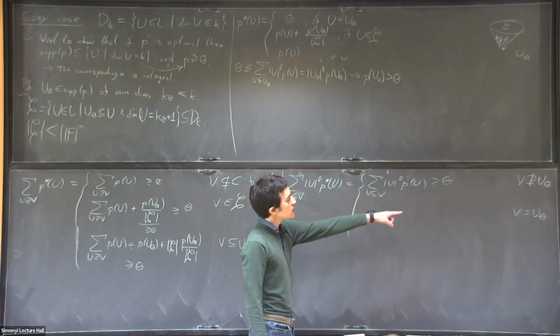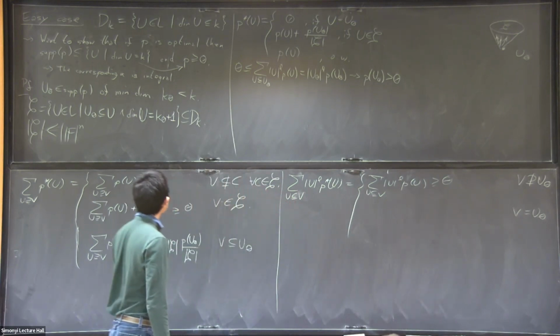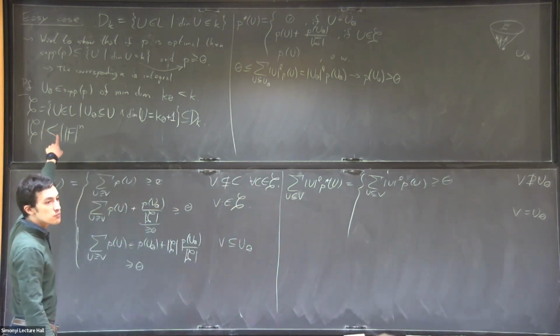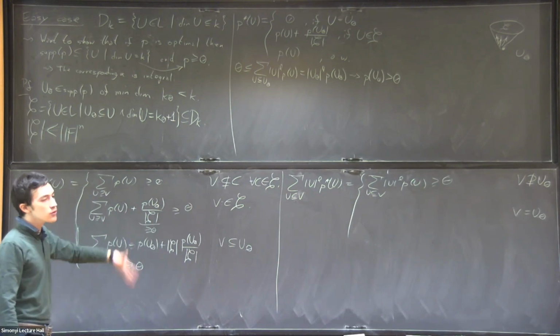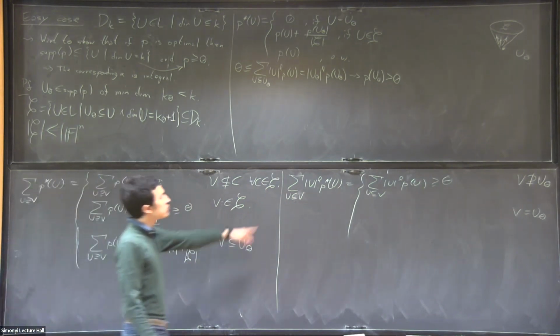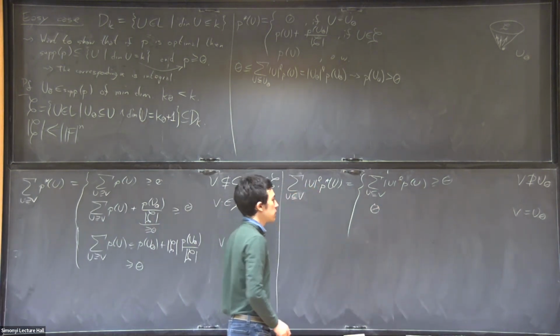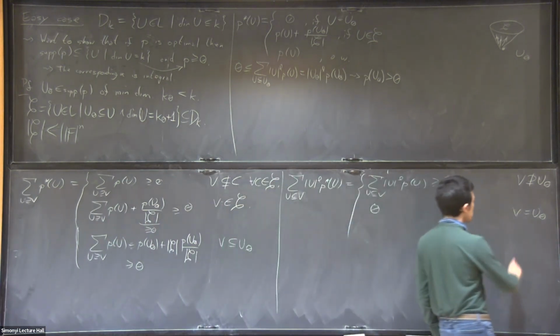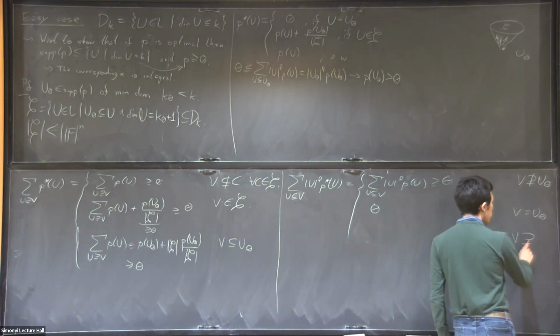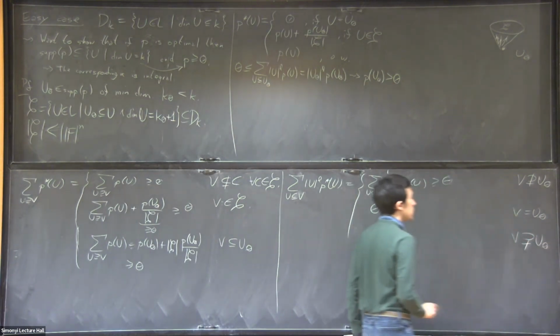The case V equals U0 is slightly more technical. You have to remember that U0 is picked as minimum, right? So everything below U0 is already 0. And in P star, U0 is also 0. So this case is 0, right? Which is greater or equal than 0. So I'm fine.